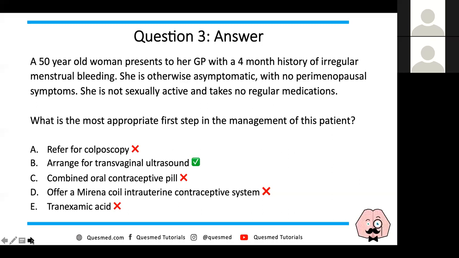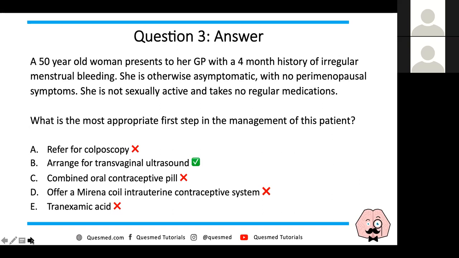And the worry here is an endometrial cancer, which typically presents in women at around the age of 50, and it typically presents with irregular bleeding. Now, a transvaginal ultrasound scan would allow for visualization of the endometrium, and the person doing the scan will measure the endometrial thickness. And that's a good indication of, is the endometrium behaving itself, or does it look like it's thickened? Does it look like there's a growth there that might be a cancer? So the correct answer there is to arrange for a transvaginal ultrasound scan.